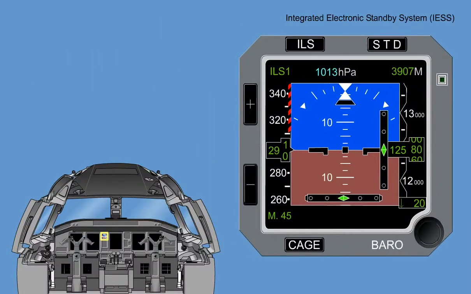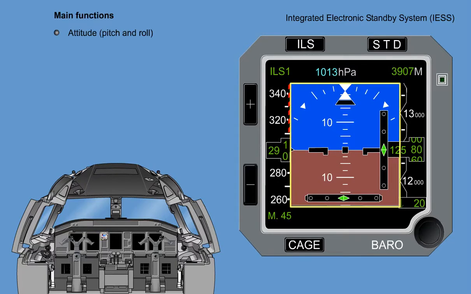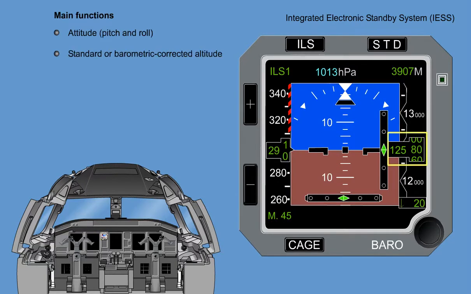The Integrated Electronic Standby System, IESS, permits the computation and the display of the three main functions, should the main instruments fail: attitude, pitch and roll; standard or barometric corrected altitude, and associated barometric pressure; and indicated airspeed.